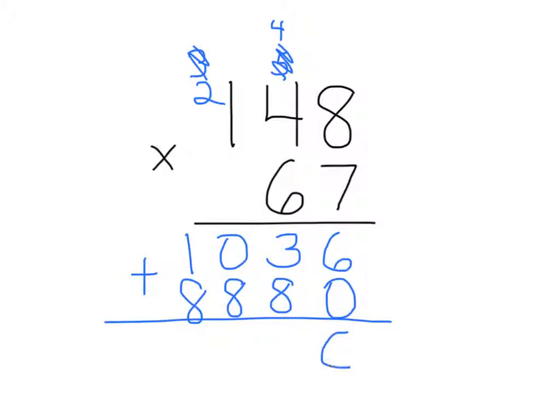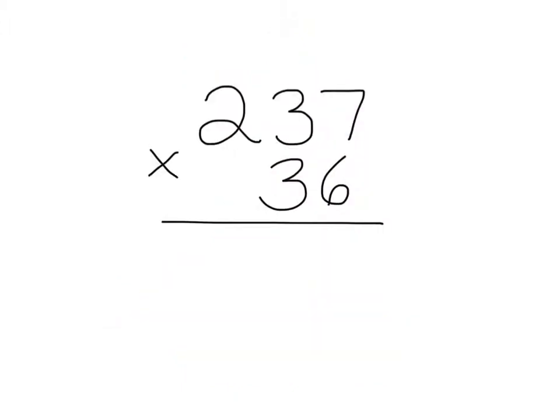6 plus 0 is 6. 3 plus 8 is 11. 1 plus 0 plus 8 is 9, and 1 plus 8 is 9. There's our product, 9,916. Let's do one final one.